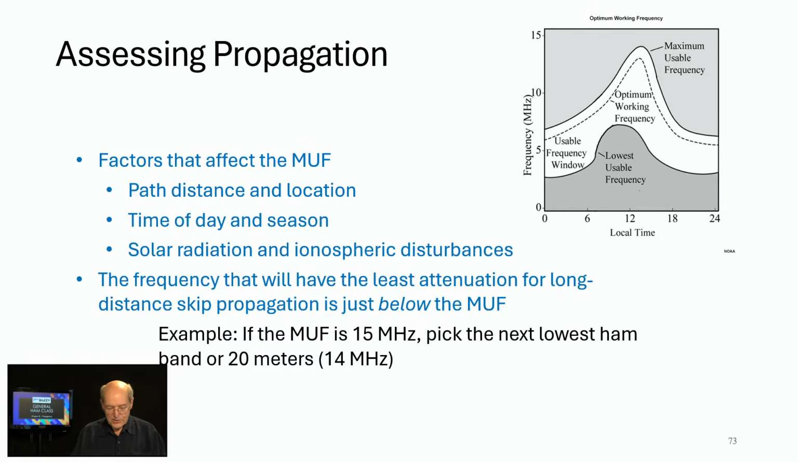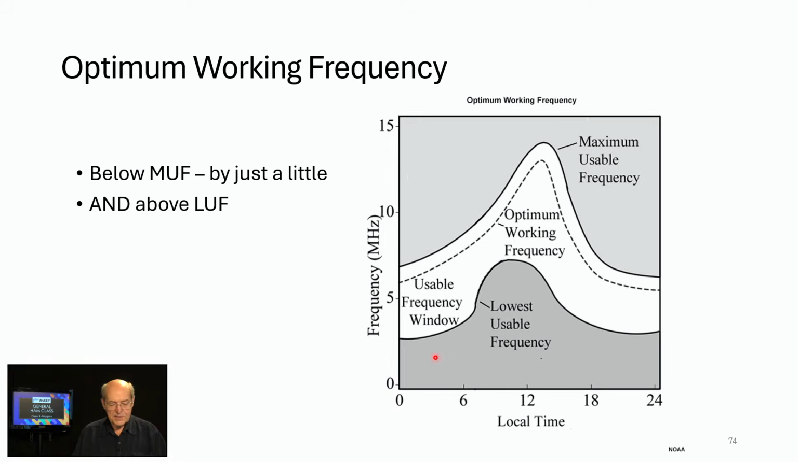And let me do this example first. If the maximum usable frequency is 15 megahertz, pick the next lowest ham band, which would be 20 meters, or 14 megahertz. So I'm going to jump ahead now, because this is a little bit easier to see. Here we have the maximum usable frequency, and notice that it's higher at a certain time of the day. Well, what time of the day is that? Local time, noon. Well, that makes sense, right?